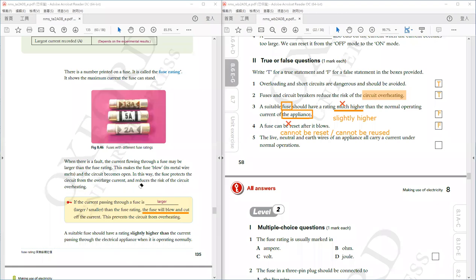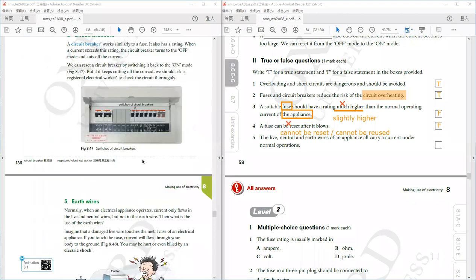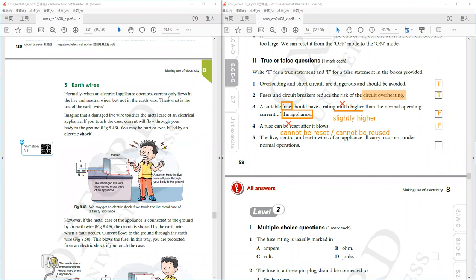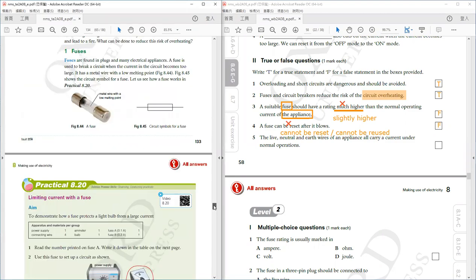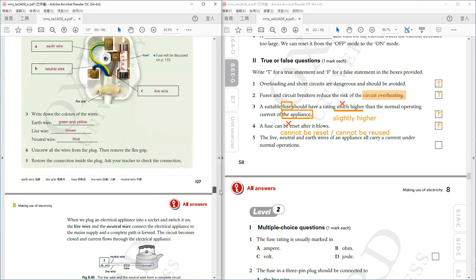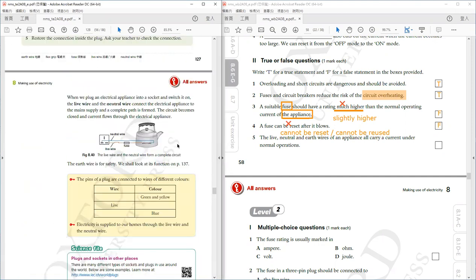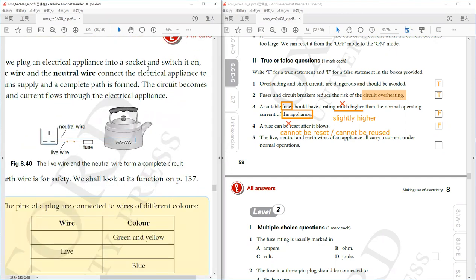Okay, so also for the normal operation, you should understand here. For the normal operation, there's current passing through the live wire and neutral wire only. Live wire and neutral wire only. It does not pass through the earth wire.